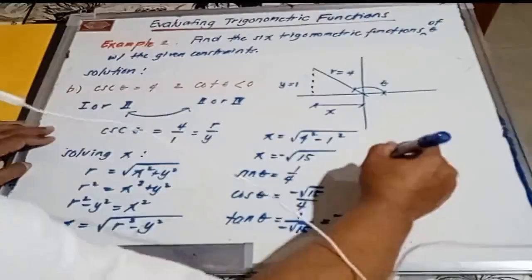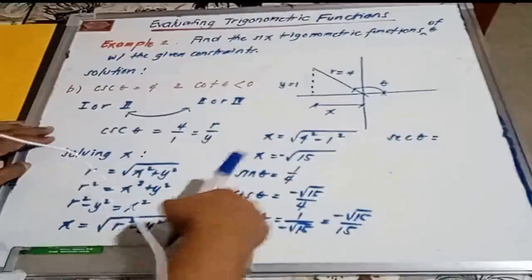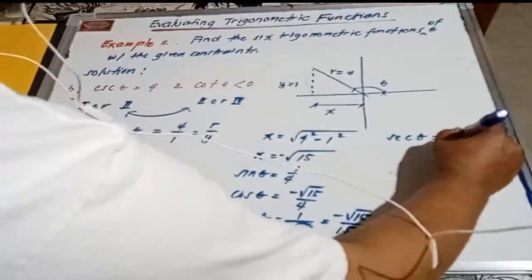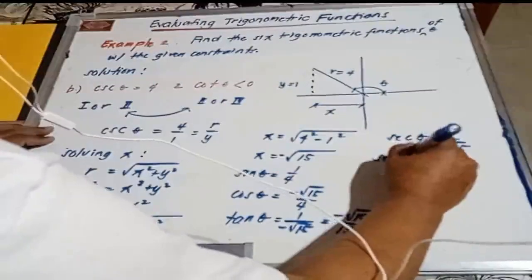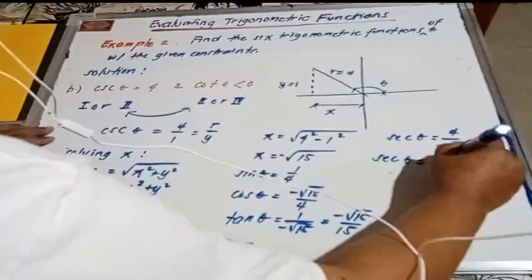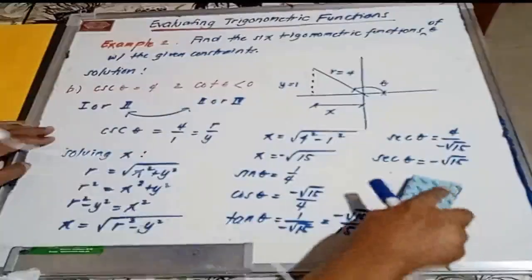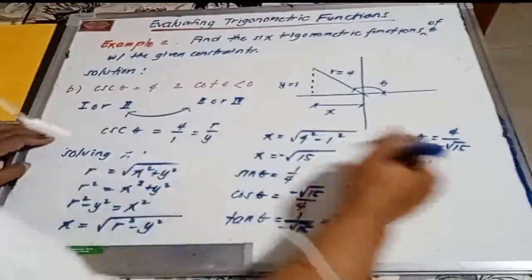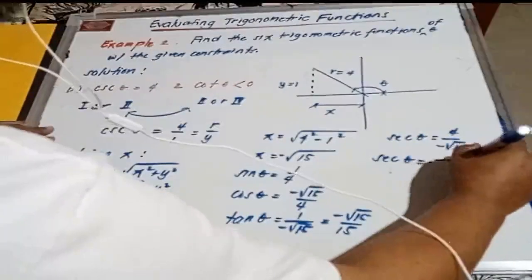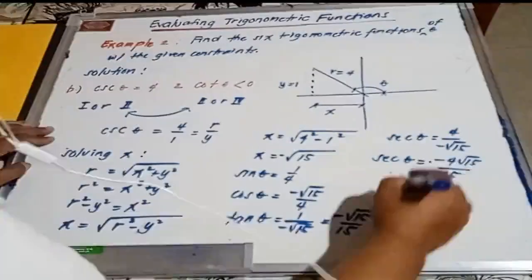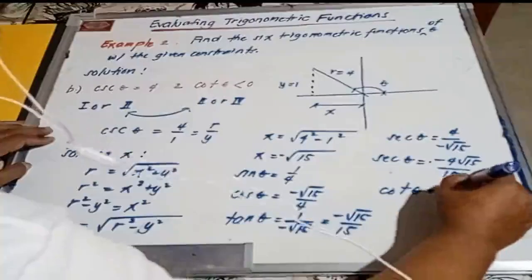And then, secant theta, kabaliktaran lang nito. So, that is 4 over negative square root of 15. Rationalizing the denominator, we have negative 4 square root of 15 over 15. Okay, cotangent theta, kabaliktaran lang nito. So, this is negative square root of 15.